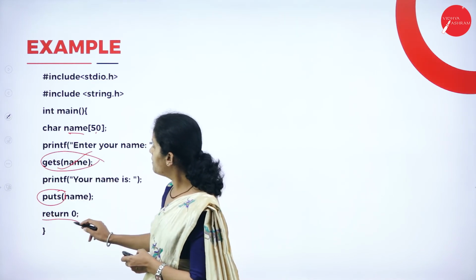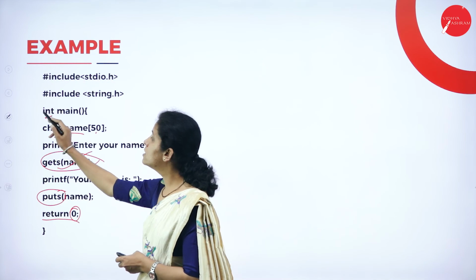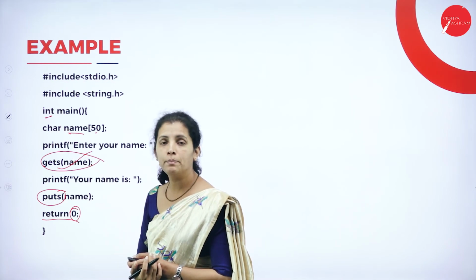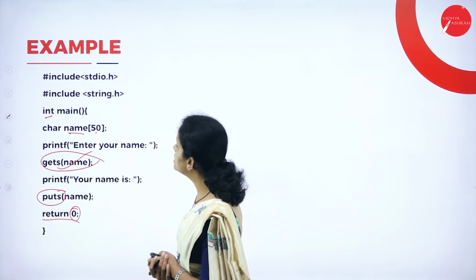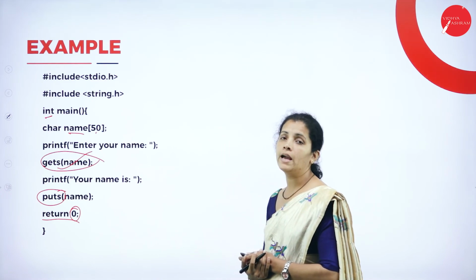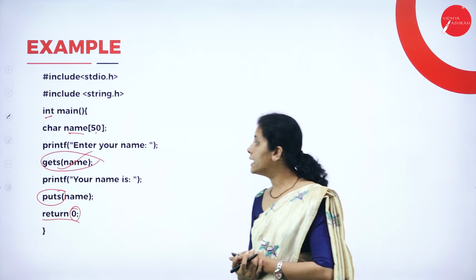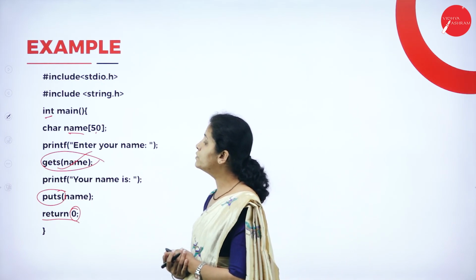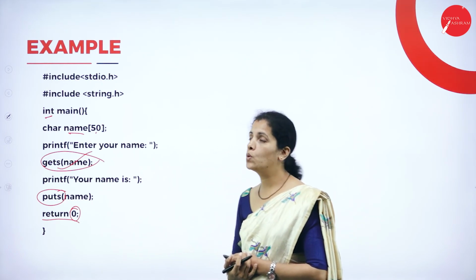Now I'm going to return 0. Why am I going to return 0? Because my main function return type is integer. For that reason, I'm going to return the integer value 0. This is the way I can use the gets function as well as the puts function in my program.